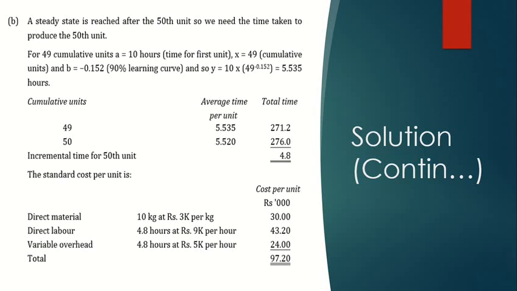So we can use the 50th unit's time for the rest. So the 50th unit's time is 4.8 hours. So 4.8 hours we can apply for our fourth quarter as well.